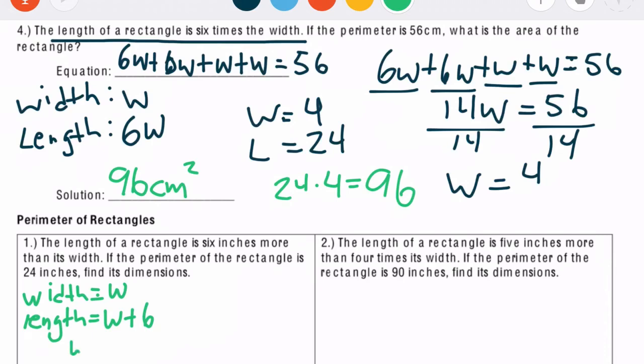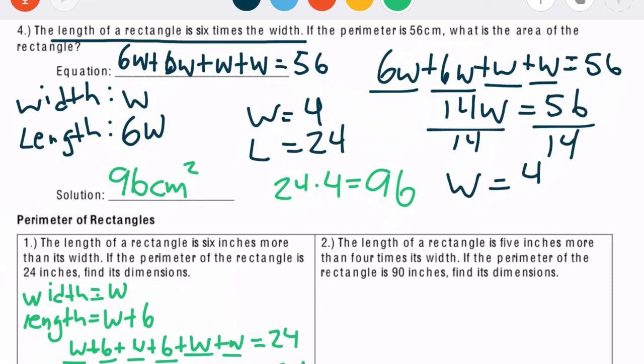Now when we write our equation, again, remember it has 4 sides. It has 2 lengths and 2 widths. So right now I have my 2 lengths represented, and then I need my 2 widths represented. And it tells you the perimeter is 24. So when we combine like terms, we have 4W plus 12 equals 24, and then we're just going to solve this.